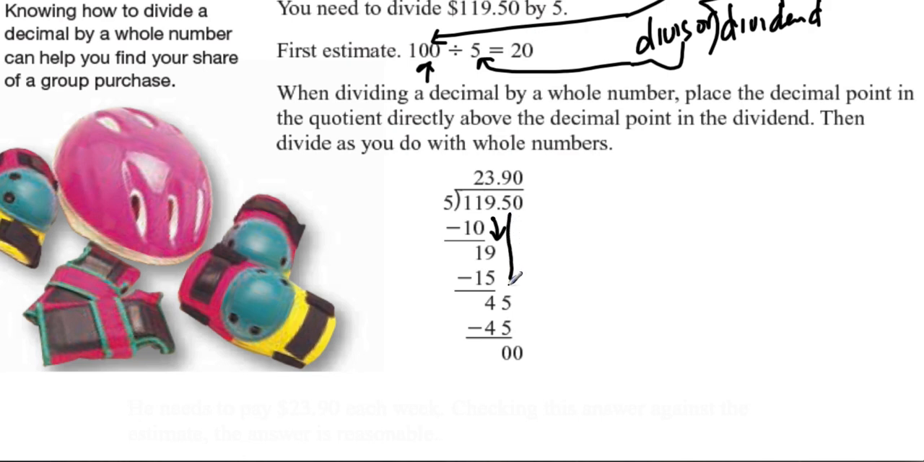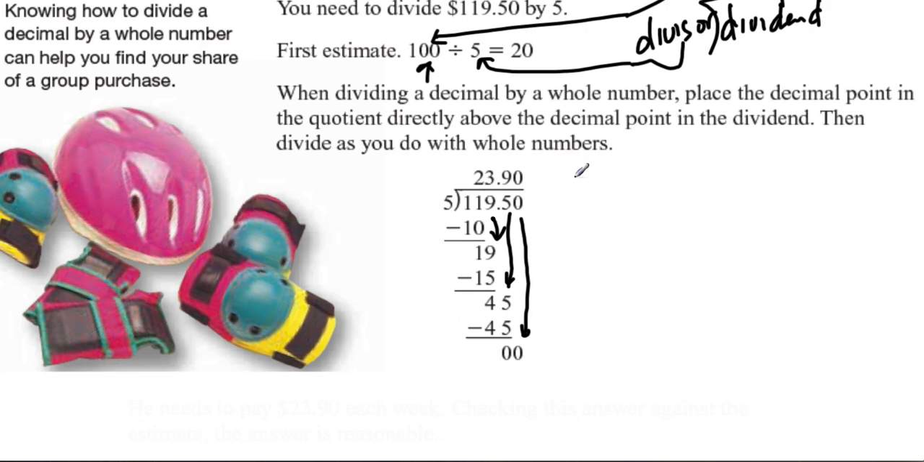And bring down the 5. How many 5s go into 45? That would be 9. Then how many 5s go into 0? That would be 0, and so on and so forth. So it would be 23.90.